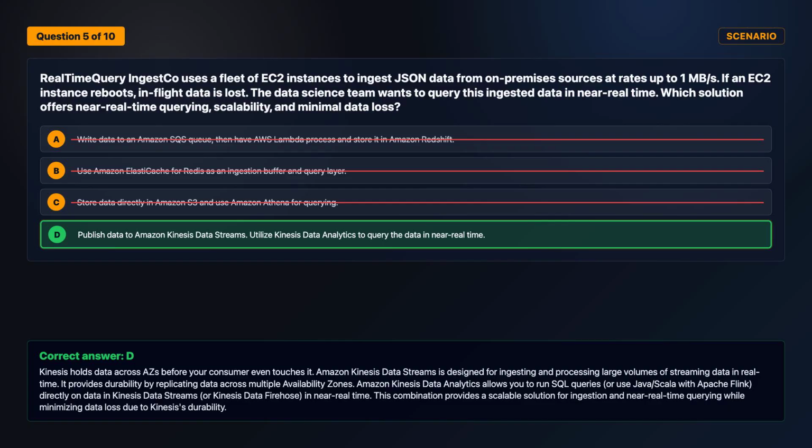The correct answer is option D. Kinesis holds data across AZs before your consumer even touches it. Amazon Kinesis Data Streams is designed for ingesting and processing large volumes of streaming data in real time. It provides durability by replicating data across multiple availability zones. Amazon Kinesis Data Analytics allows you to run SQL queries or use Java or Scala with Apache Flink directly on data in Kinesis Data Streams or Kinesis Data Firehose in near real time. This combination provides a scalable solution for ingestion and near real-time querying while minimizing data loss due to Kinesis's durability.